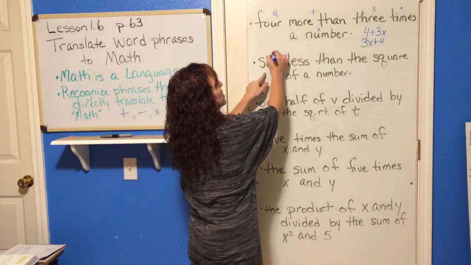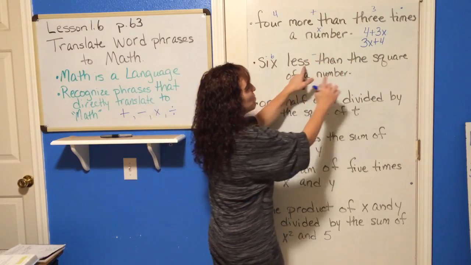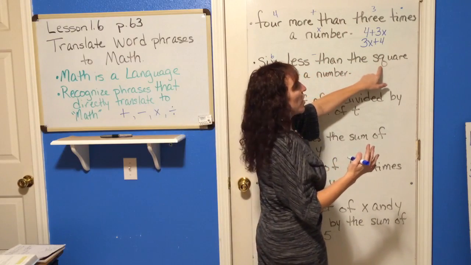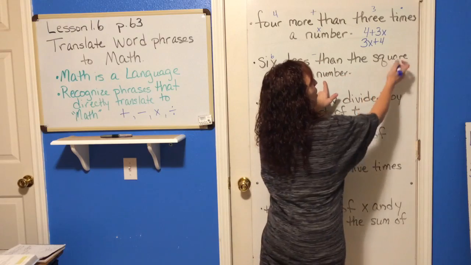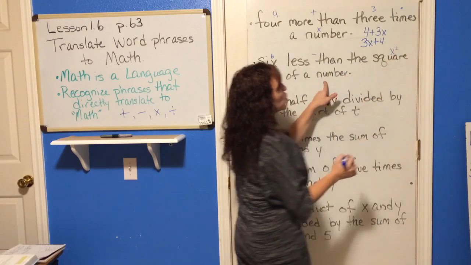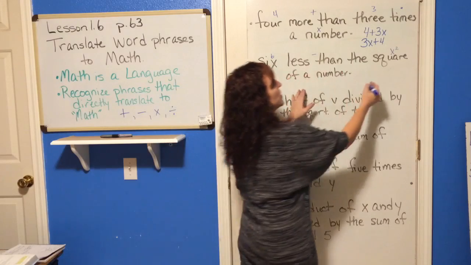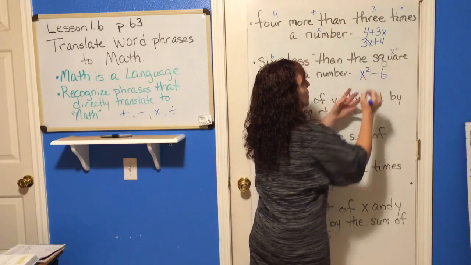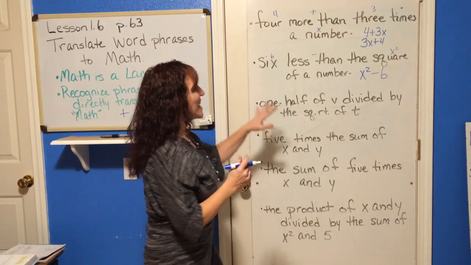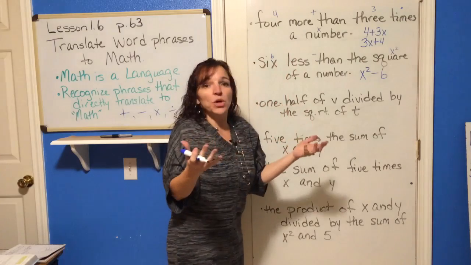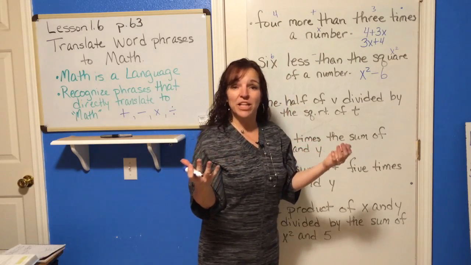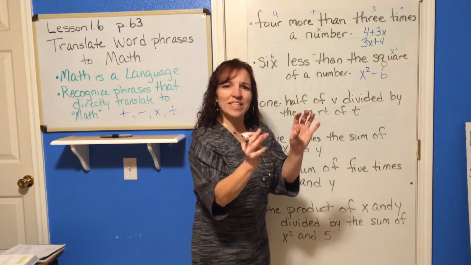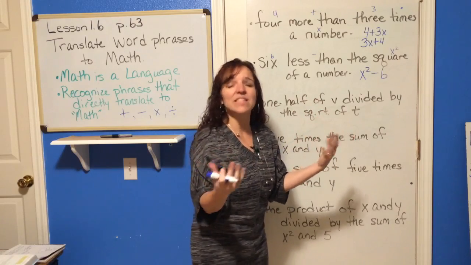Here we go. 6 is the number 6. Less than is a subtraction, but remember that's one of the ones that flips it backwards. So 6 less than the square of a number. So the square of a number is going to be the number squared. So 6 less than is going to switch it. So minus 6. So 6 less than the square of a number, x squared minus 6. So it's easier if you kind of translate, just like you would if you were translating another language like Spanish. You go in first, you individually find each word that you can translate, and then you put it together into a sentence that makes sense. That's what we're doing here.